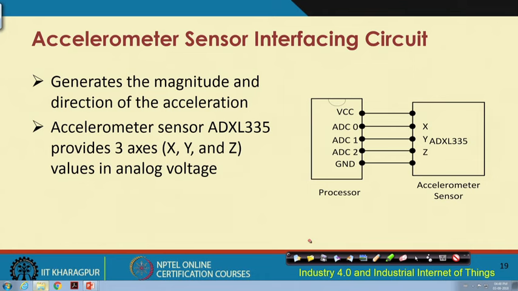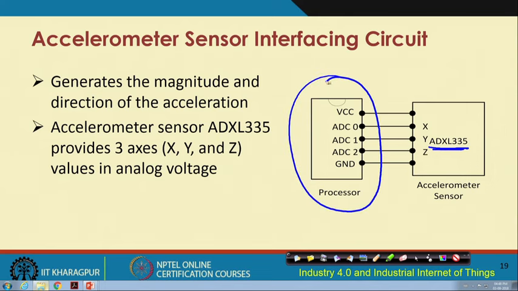Then we will have a look at another very commonly used industrial sensor, which is the accelerometer sensor, shown over here. This is how the ADXL335 accelerometer sensor looks, and these are the different pin configurations. These accelerometer sensors are connected to a microcontroller in this manner.